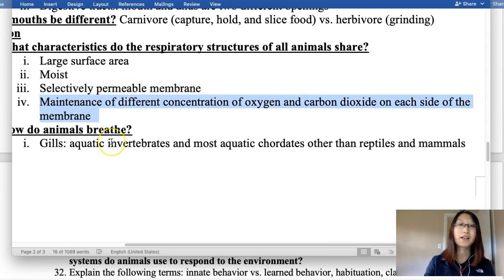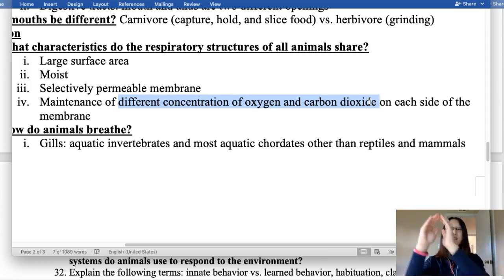The last one is characteristics. Another characteristic of respiratory structure is to maintain different concentrations of oxygen and carbon dioxide on each side of the membrane. So how this works is that if you think about your lung, when you breathe in, this lung area has a lot of oxygen, and then the bloodstream right next to the lung does not have a lot of oxygen. So this creates a concentration gradient.